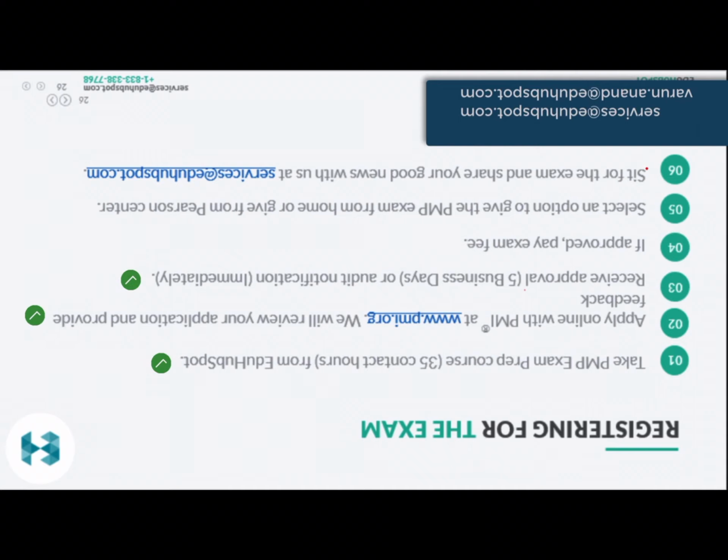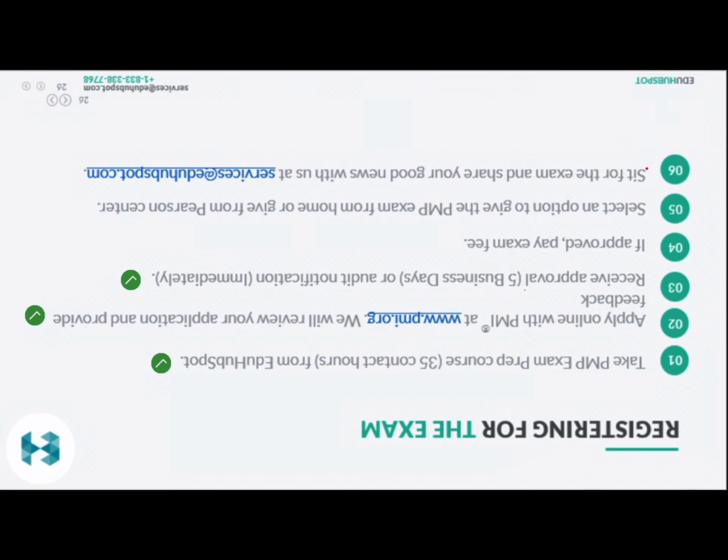But if you do the application right in the first go, which is perfect, then we may not have any troubles in the audit. So reach out to me if you need some help with your application review and things like that. Then you have to select an option whether you want to give the exam from home or at a center-based Pearson. Once you give the exam and pass the exam, do share the good news with me. I always read each and every email which I get.